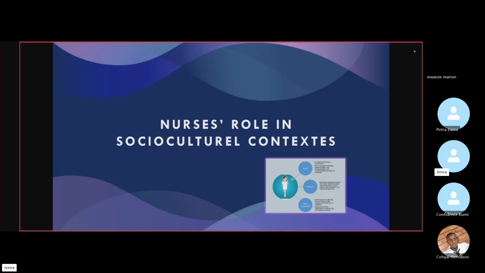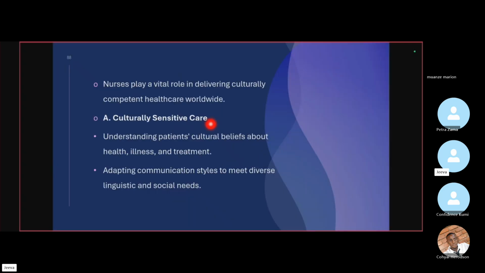Okay. Now we'll see what is a nurse's role in this socio-cultural context. So a nurse will play a vital role in delivering culturally competent healthcare worldwide. One is culturally sensitive care. You are the one who will be understanding your patient's different cultural beliefs about health, illness, and treatment. And then you should adapt your communication style to meet diverse linguistic and social needs.